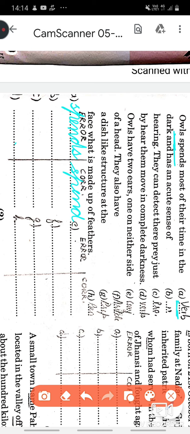Owls spend most of their, see the use of the word there, T-H-E-I-R and T-H-E-R-E. T-H-E-R-E is for place, T-H-E-I-R is for living beings. Owls spend most of their time in the dark and has. Now my subject is owls. Owls being plural will take a plural verb. So again the error is related to the verb. So how will you write it? For B part, has should be have.